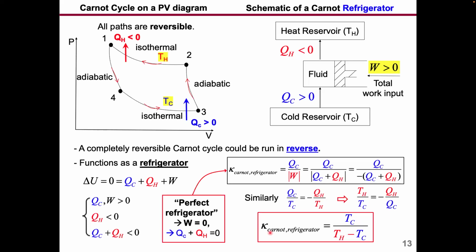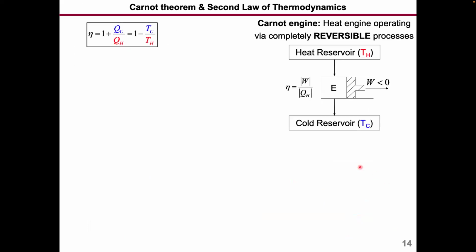If you have a perfect refrigerator, you don't need to do any work. W is 0, so then you will get an infinite efficiency, but that's not possible, right? All right, so now from the Carnot theorem, we already hinted that it is really building the foundation for the second law of thermodynamics. So basically through this Carnot cycle, we discover entropy, okay?